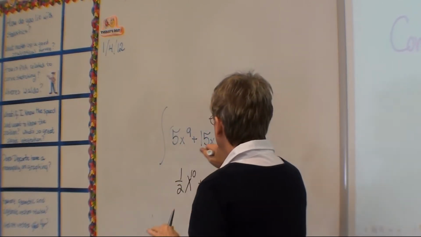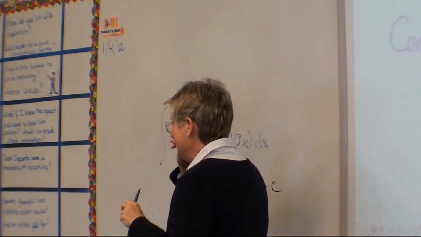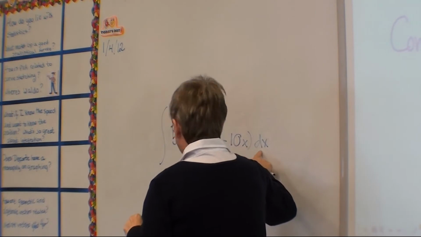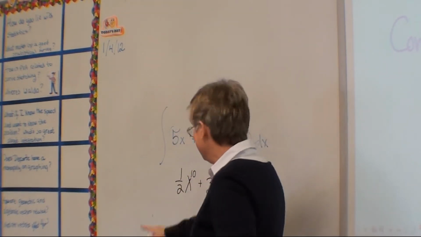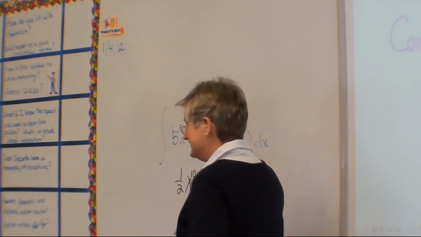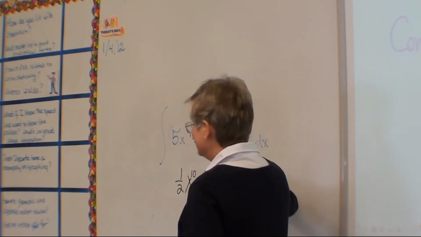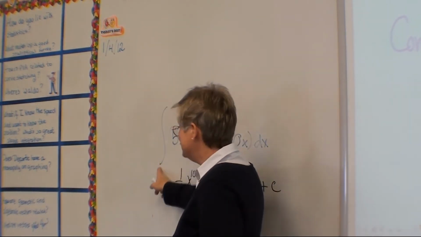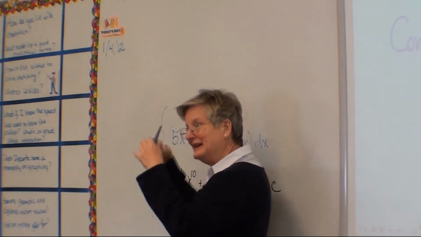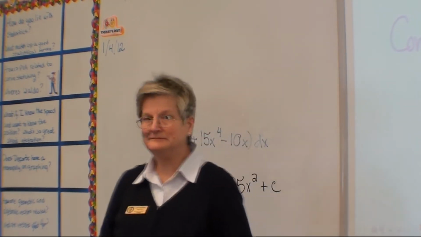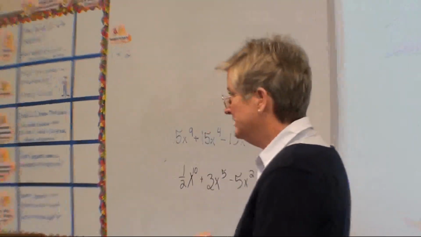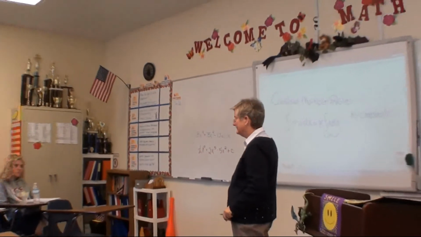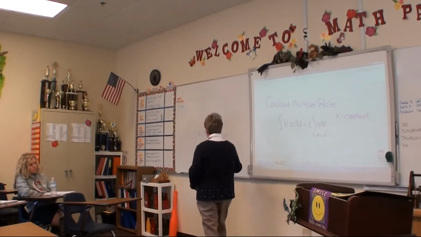You antiderivated a derivative, so they canceled each other out. This and this canceled each other out. This means take the derivative. This means take the antiderivative. They cancel each other out. And here again, in a minute I'm going to show you why that dx is important, because it looks like it's unnecessary. Okay, now, that is correct.